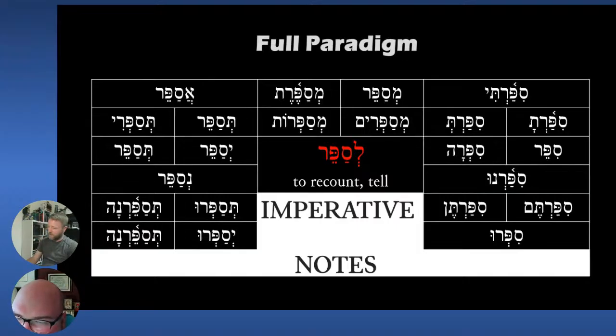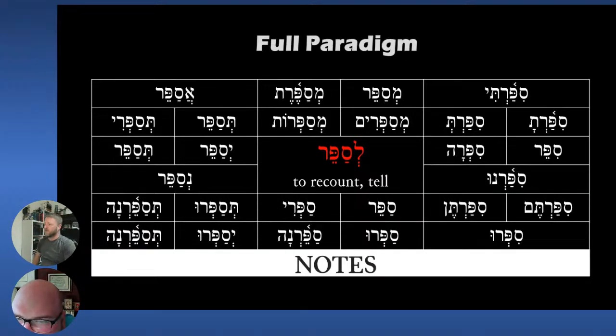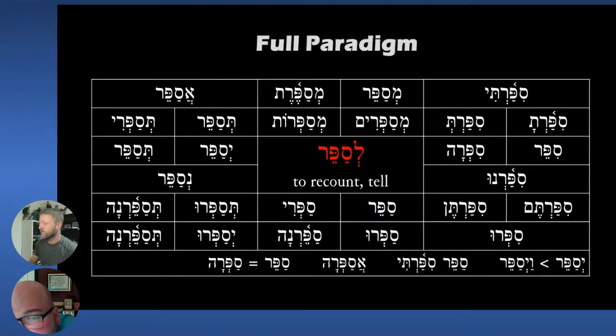Okay. Same thing with the imperative. Saper, sapri, sapru, saperna. It's just like saper, saperna without the t. Okay, and the notes that I've included are just like you have yisaper, you want to say va yisaper for the verb consecutive. And he told. The feminine vat tisaper with dagesh in the tav. This is siparti, and this is an infinitive absolute. Saper siparti. I have certainly told. Saper siparti.